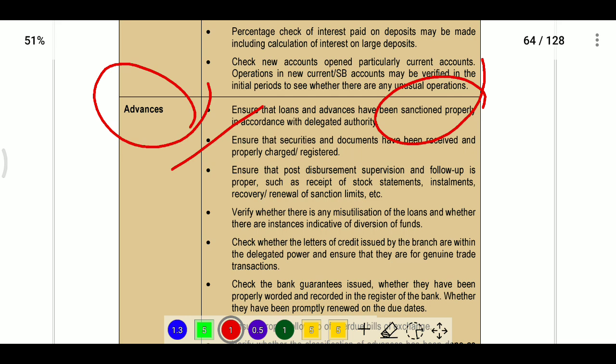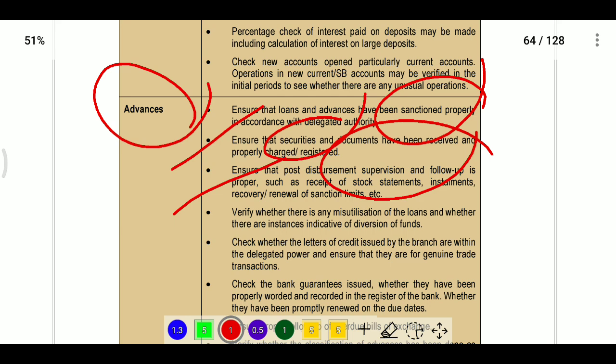Next, ensure that security has been received and properly registered. So they have some security, and whether the documents received and the property charged or registered are clear. Ensure that post-disbursement supervision and follow-up was proper. So after disbursement they need to check the supervision and follow-ups.